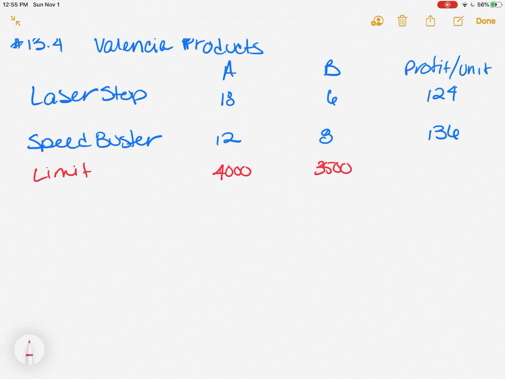Hello, I'm back again to talk about setting up another one of these production problems. This problem I've taken from the back of the chapter in your book. It's problem number 3.4, and it's about Valencia Products.